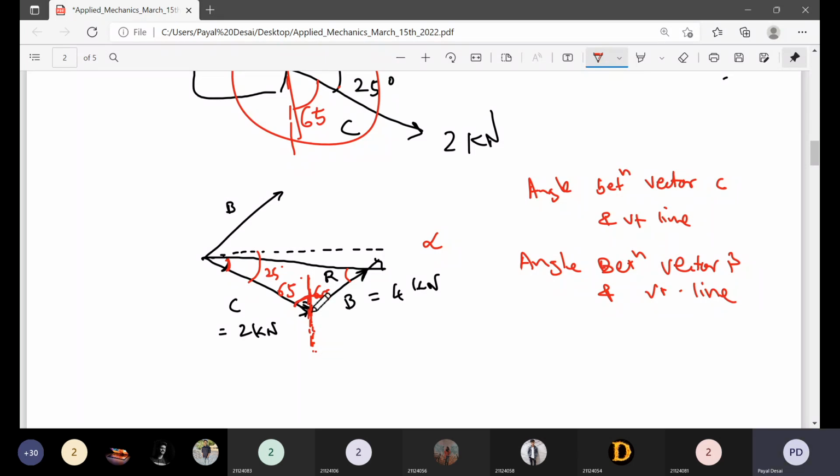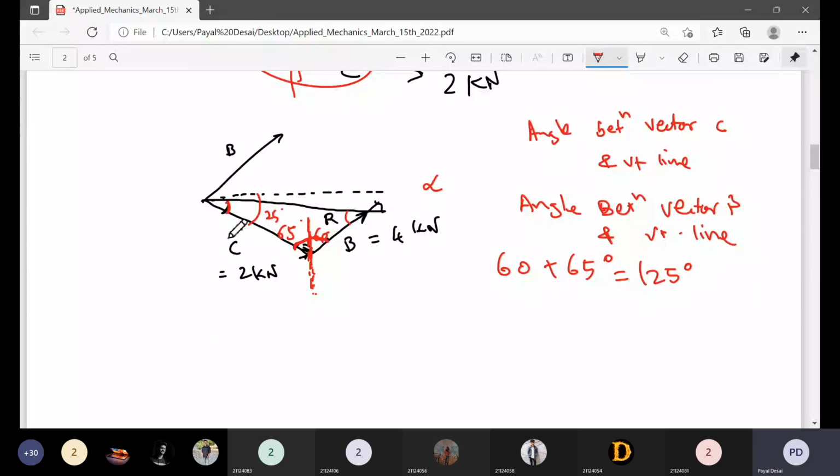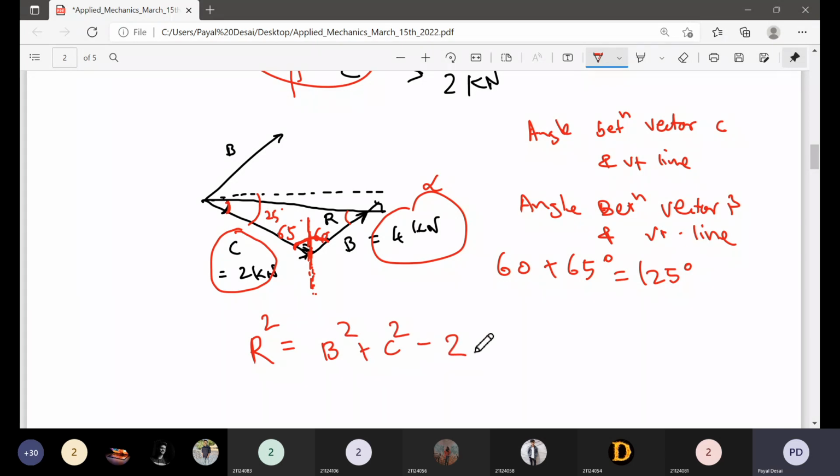So now I have got this angle, right? 60 plus 65 degree, so 60 plus 65 is 125. And it is possible for me to use it now because I know the magnitude of this vector and this vector. I can find the resultant now. I can apply the cosine rule. Okay, so what is the cosine rule? R square equals B square plus C square minus 2 times BC cos of this angle. We have to take the angle opposite the resultant.